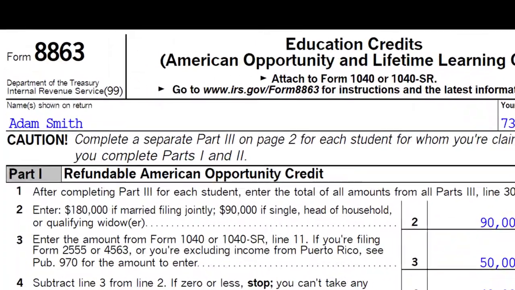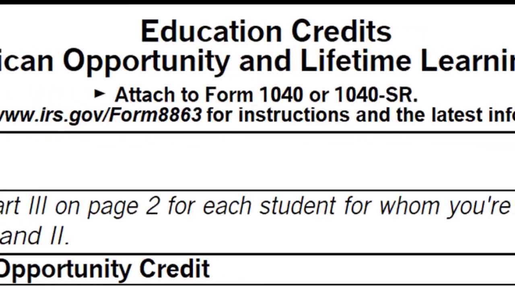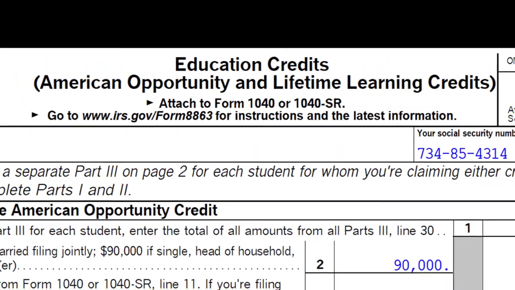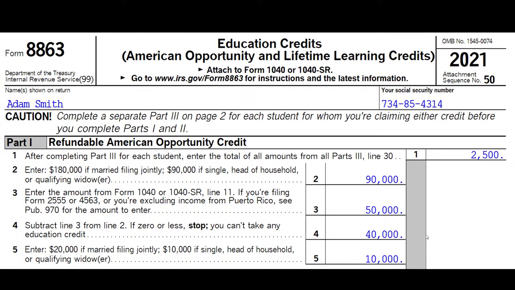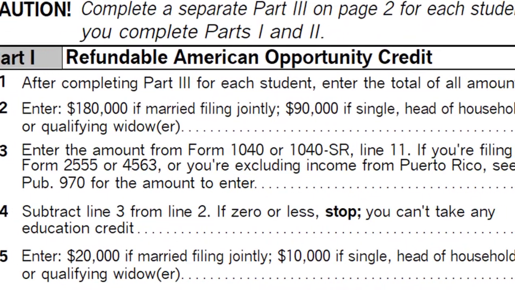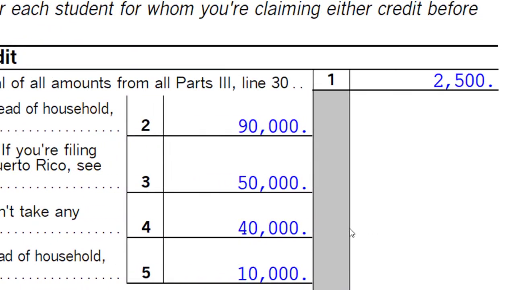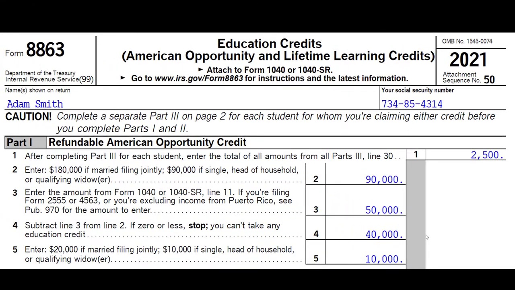We're now on Form 8863. These are the education credits. We've got the American Opportunity and Lifetime Learning credits. We typically think of them as kind of combined together because we want to first see if we qualify for the American Opportunity credit, which would typically be more beneficial if we did. If we don't, then we go for the Lifetime Learning credit.